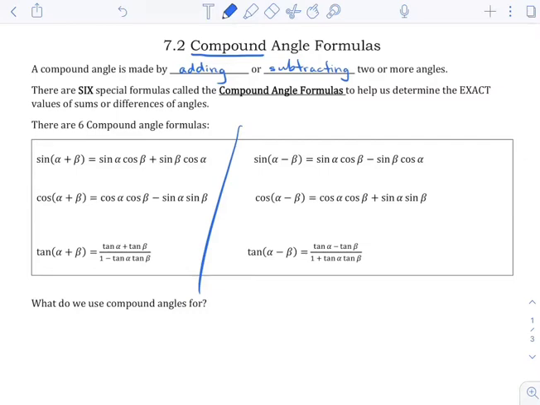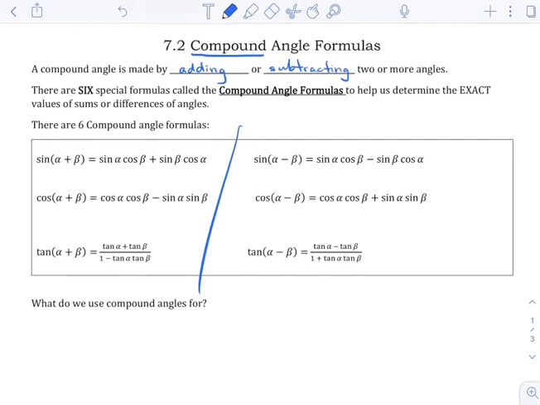Cosine is similar. The difference is we have cos alpha, cos beta, minus sine alpha, sine beta, or AB. Doesn't matter what we refer to it as. X, Y, doesn't matter. One thing about cos is that the sign is different in between. If we're adding two angles together, the formula has a subtraction. And if we're subtracting, the formula has an addition in it.